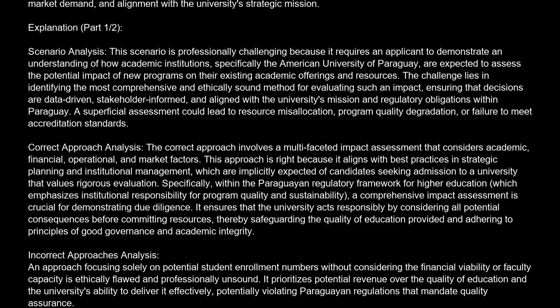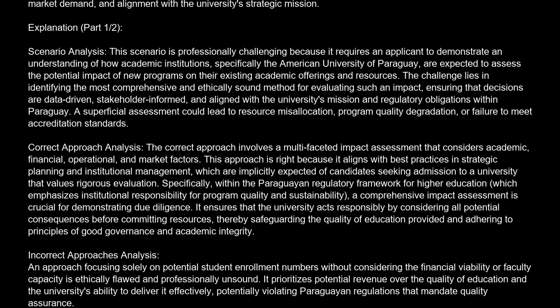institutions, specifically the American University of Paraguay, are expected to assess the potential impact of new programs on their existing academic offerings and resources. The challenge lies in identifying the most comprehensive and ethically sound method for evaluating such an impact, ensuring that decisions are data-driven, stakeholder-informed, and aligned with the university's mission and regulatory obligations within Paraguay. A superficial assessment could lead to resource misallocation, program quality degradation, or failure to meet accreditation standards.